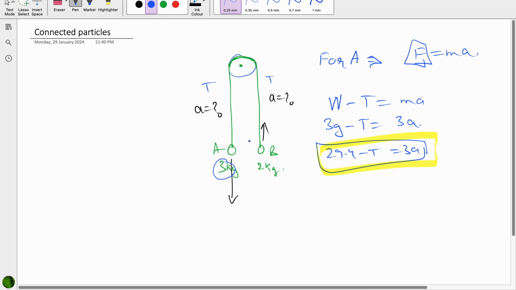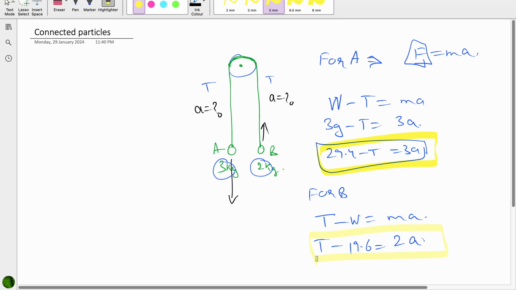And the second one would be for B. Now we know that B is moving upwards. That means tension is more than the weight equals ma. Tension is unknown. Weight is 2 times 9.8, mg, which is 19.6, equals 2 and acceleration. We have these two equations. T and a are the same and unknown. So we solve them simultaneously to get the value of acceleration and tension for any other parts to be solved.